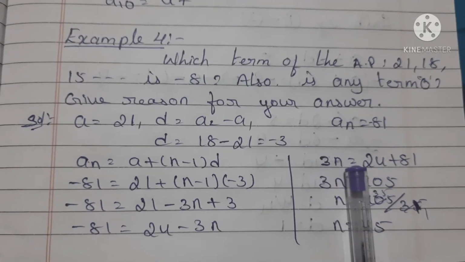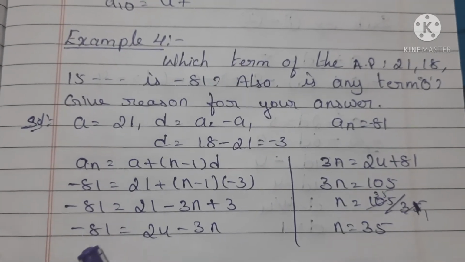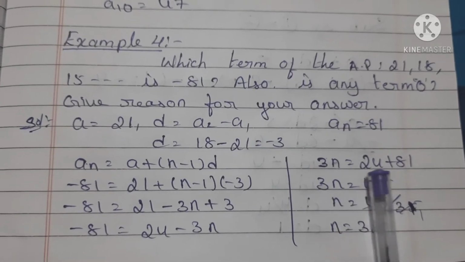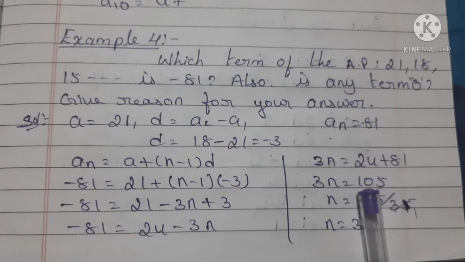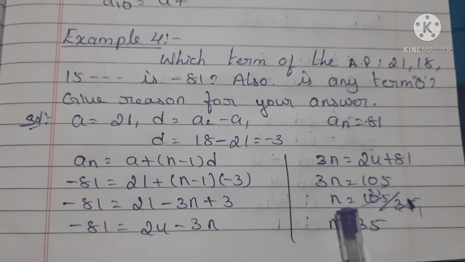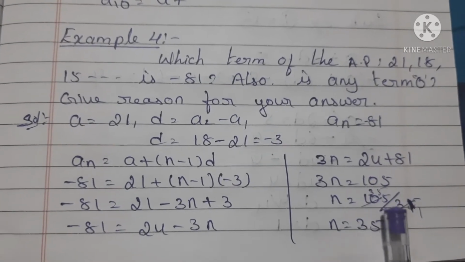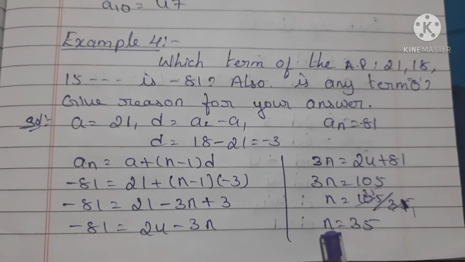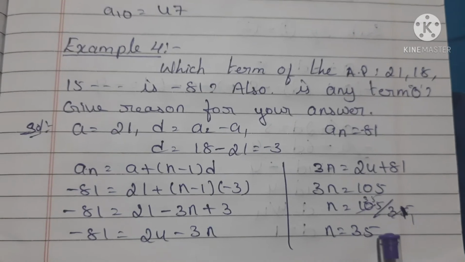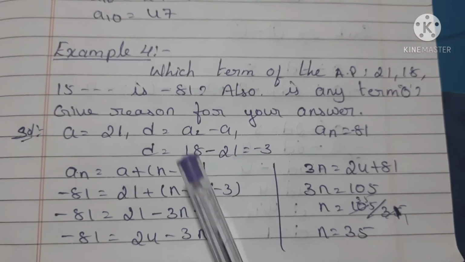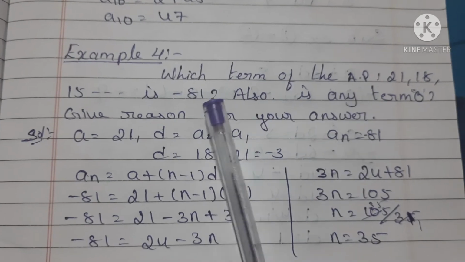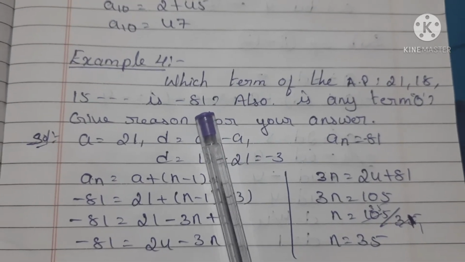That means 3n is equal to 24 plus 81, which is 105. Now, n is equal to 105 by 3. 3 ones are 3, 3 fives are 15, so n is equal to 35. That means the 35th term of the AP is minus 81. Okay.